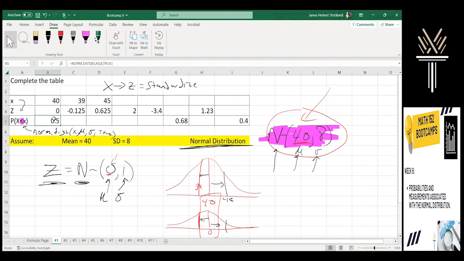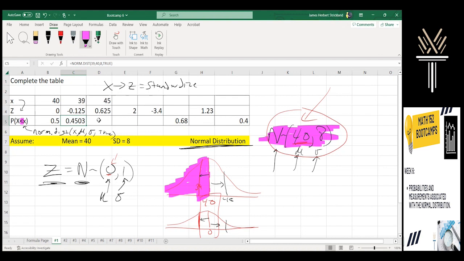And of course, 0.5 should make sense because 0.5 is dead in the center, right? If it's in the center and we know the whole thing is 1, and I want everything to the left of the center, well, if that whole thing is being cut in half by that 40, then it should be about 50%. So 0.5 should make a lot of sense. 39 is slightly more to the left, so the probability should be less than 0.5. But let's actually verify it. Norm.dist, given 39, mean was 40, deviation is 8, always, always true. And yes, it's less than 0.5, close to it because 39 is close to 40, but not obviously the same value.